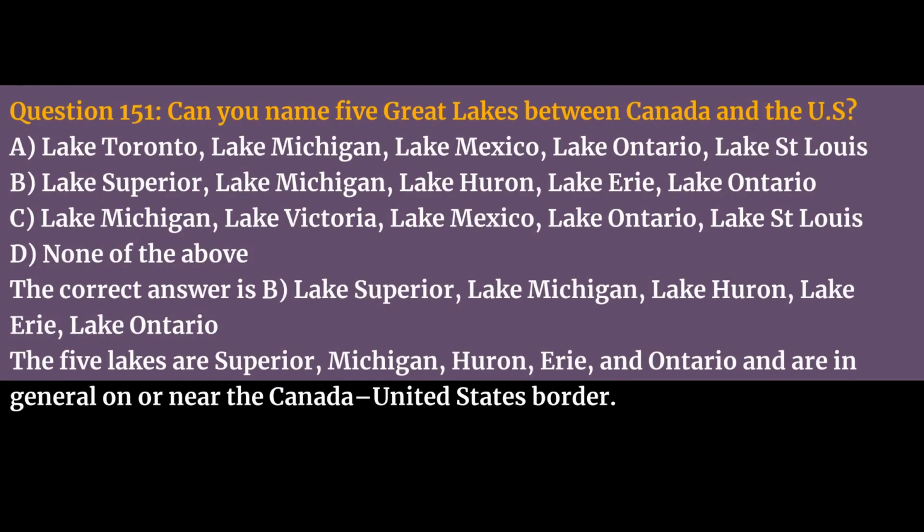Question 151. Can you name 5 Great Lakes between Canada and the USA? A. Lake Toronto, Lake Michigan, Lake Mexico, Lake Ontario, Lake St. Louis. B. Lake Superior, Lake Michigan, Lake Huron, Lake Erie, Lake Ontario. C. Lake Michigan, Lake Victoria, Lake Mexico, Lake Ontario, Lake St. Louis. D. None of the above. The correct answer is B. Lake Superior, Lake Michigan, Lake Huron, Lake Erie, Lake Ontario. The 5 lakes are Superior, Michigan, Huron, Erie, and Ontario, and are in general on or near the Canada-United States border.